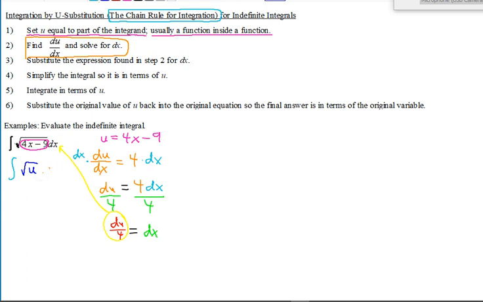Now we have the square root of u times du over 4. So now notice everything's in terms of u. We've got du here as well as the square root of u. There's no more x in the problem.